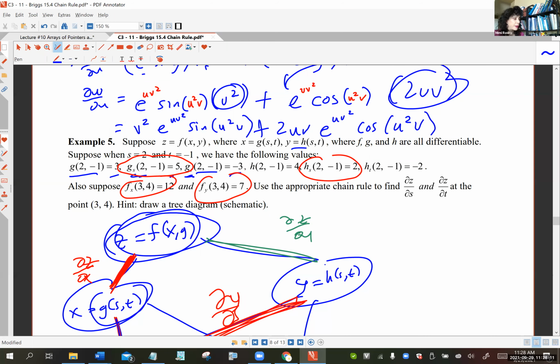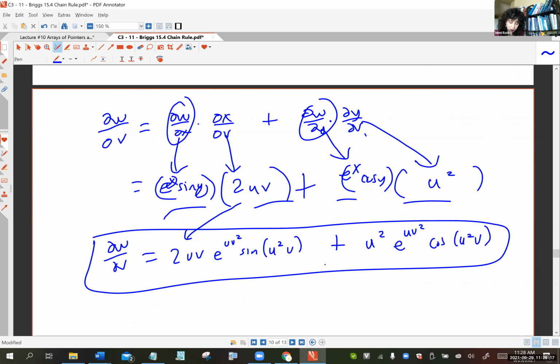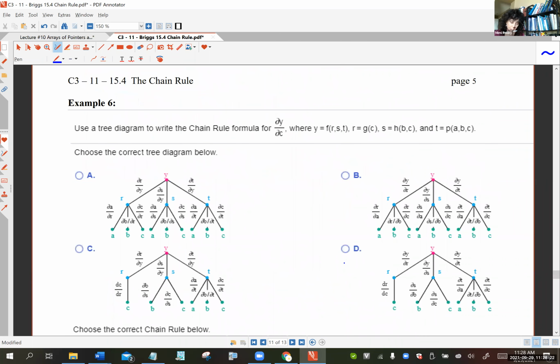Now, I put a MyLab math problem into my lecture notes here. That's right. I just did a screenshot of it. Check this out. Use a tree diagram to write the chain rule formula for dy/dc, where y, oh my God, is a function of 3 variables, r, s, and t. Okay. And r looks like it's a function of 1 variable, g of c. s is a function of 2 variables, b and c. And t is a function of 3 variables, a, b, c.